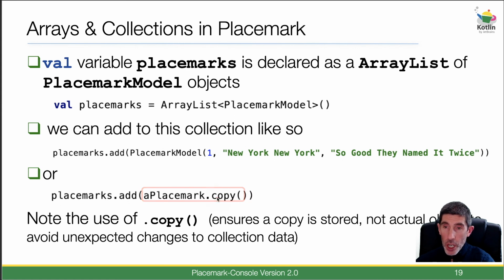But again, be sure we call the .copy, so that we pass in a copy of the object. Note the use of the .copy. This ensures a copy is stored, not the actual object, to avoid unexpected changes to our collection data. So wherever possible, try and make sure you do that.